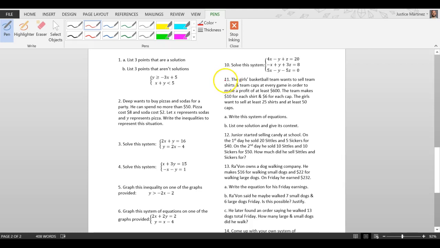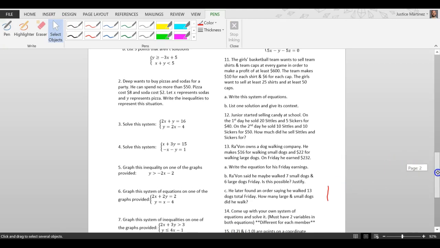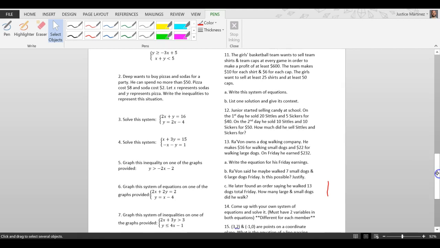Now, there are a couple other questions. I'll leave them on here. If you do have any questions, feel free to send me an email about how to do this. But these are just some examples right here that I'm highlighting of some of the questions you might see on the summative.